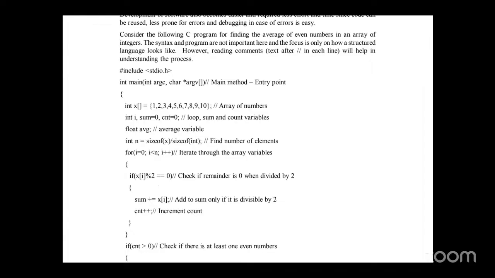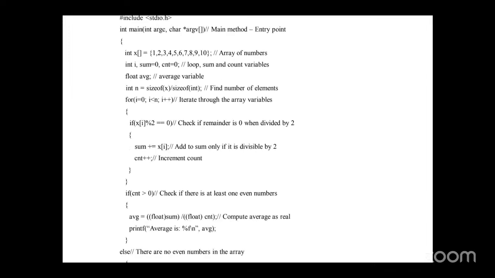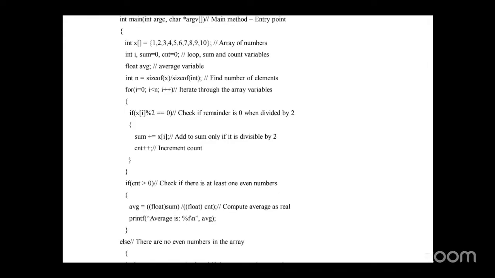For example, the programming style is: #include <stdio.h>, int main method. It comes to the entry: int x equal to 1 to 10, an array of numbers, and int i, sum equal to 0 and count equal to 0 as loop sum and count variables, and a float average variable. int n equal to size of x divided by size of int, finding the number of elements.